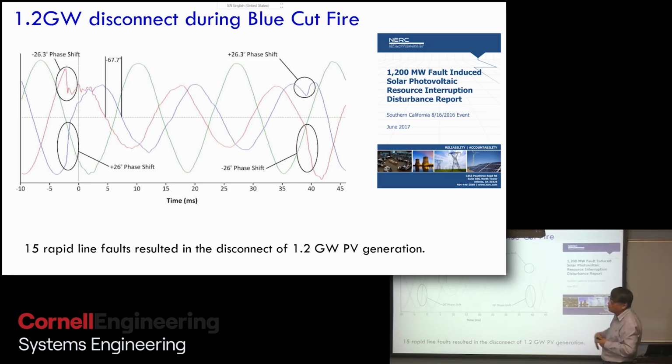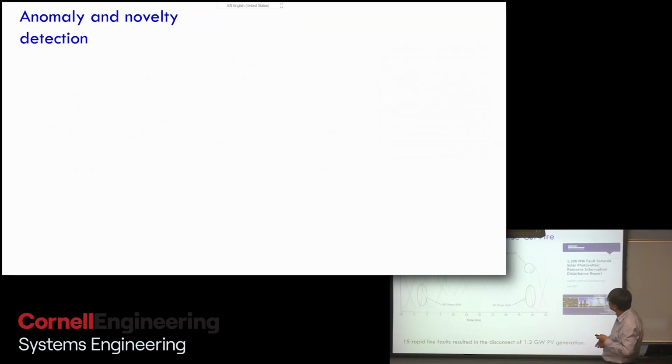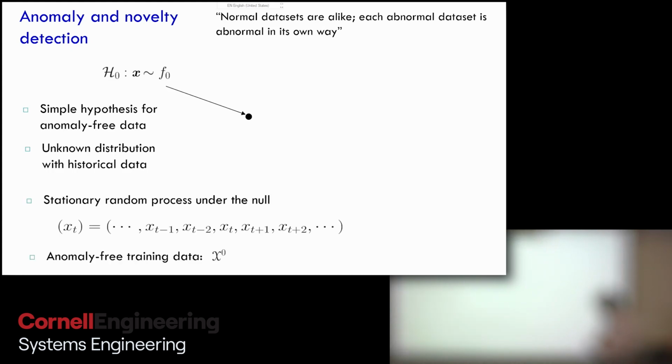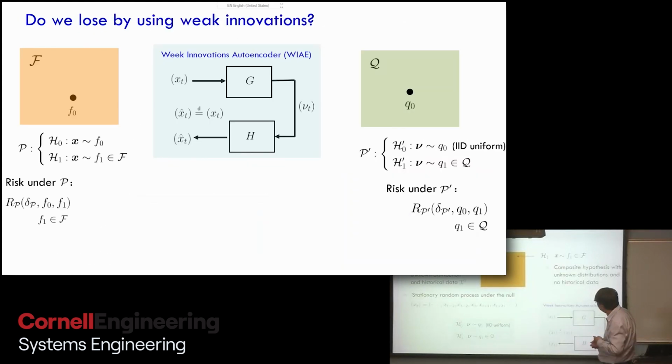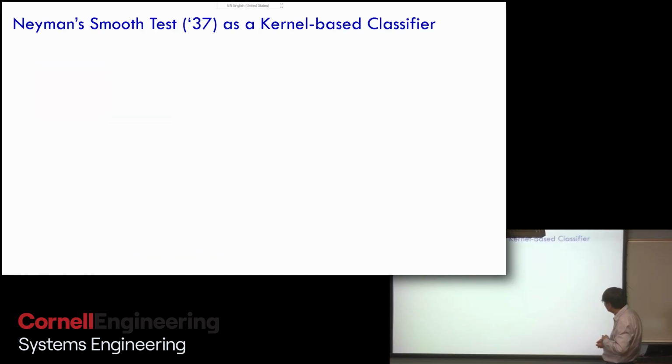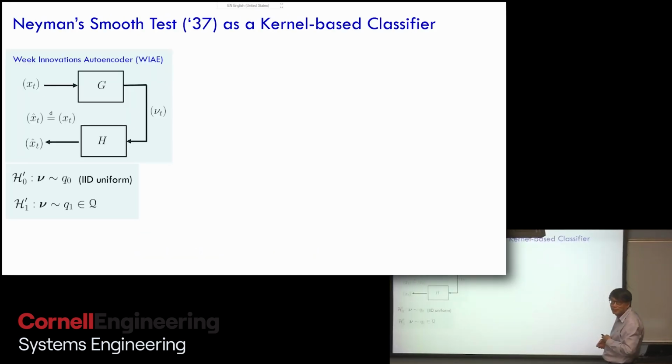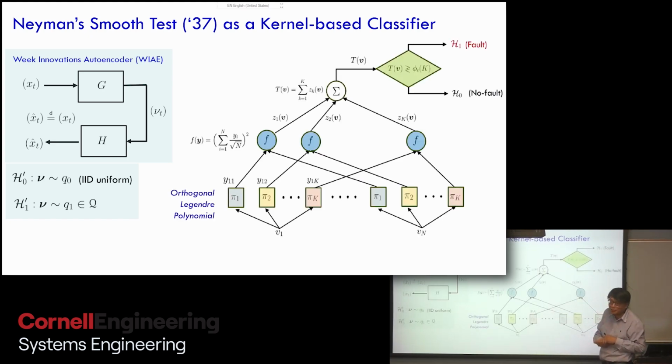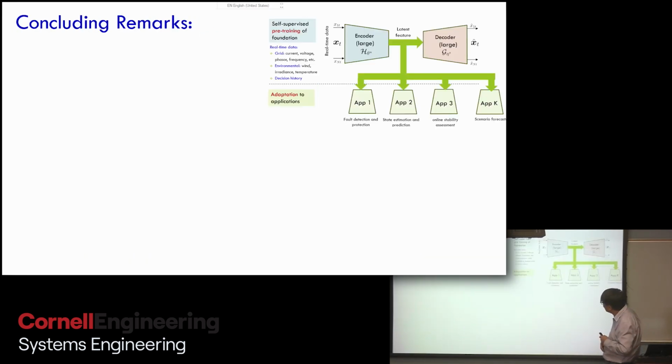Anyway, the problem is that these are time series. You have measurements of the voltage and currents. How do you detect such an anomaly? I won't say much about how to do that. Let me just go to a really interesting way to do this. I think the detector was invented by Neyman in '37. Interestingly, it also has a neural network architecture. You can call this a kernel-based neural network.